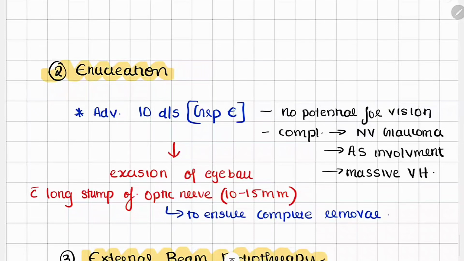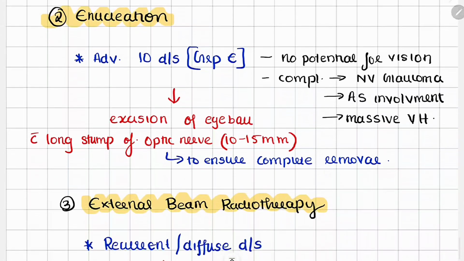Now coming to the second thing, that is enucleation. So this we will do for advanced intraocular disease, that is group E with very high risk. So here we will do enucleation only if there is no potential for vision, and also if there is neovascular glaucoma, anterior segment involvement, or massive vitreous hemorrhage. So what is enucleation? It is excision of the eyeball with a long stump of optic nerve. So we have to take the optic nerve with a length of at least 10 to 15 millimeters. So why is this done? To ensure the complete removal of the tumor.